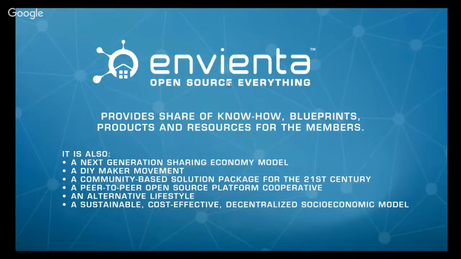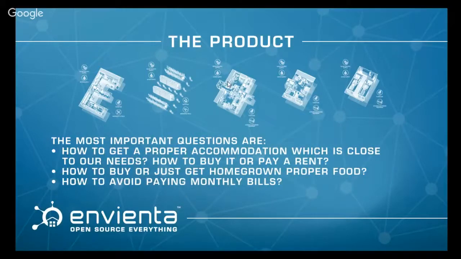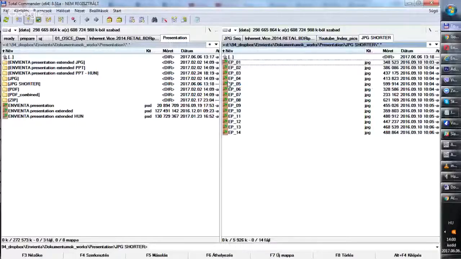So Ambient now provides sharing of know-how, blueprints, products, and resources for the members. It is also a next-generation sharing economy model, a DIY maker movement, a community-based solution package for the 21st century, a peer-to-peer open source platform cooperative, an alternative lifestyle, and of course, in the long term, a sustainable, cost-effective, decentralized socio-economic model. We have some products for building houses and self-sustainable dwellings for people, but part of our development is our platform, which you can see here now.